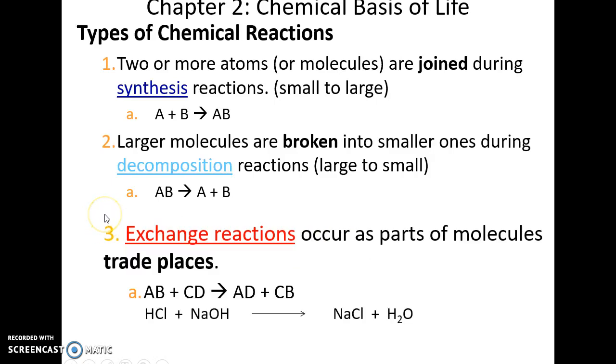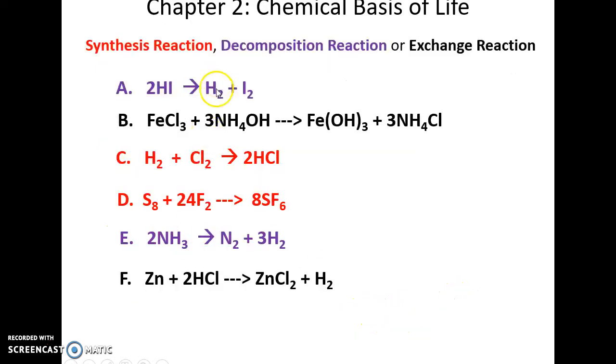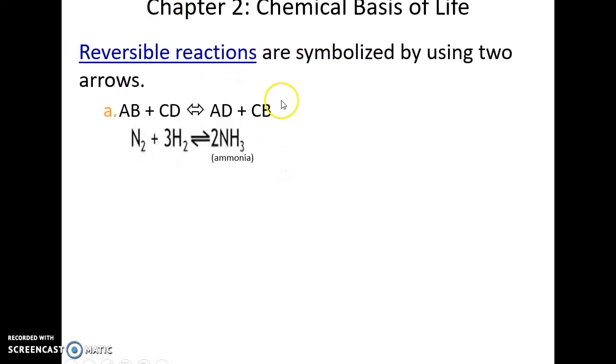And then there's exchange reactions where parts of one molecule or compound goes to another molecule or compound. Sometimes it's a direct exchange between the two, sometimes not. But in this case, we got hydrochloric acid plus sodium hydroxide yielding the products sodium chloride and water. Here are some examples of decomposition reactions, exchange reactions, and synthesis reactions.